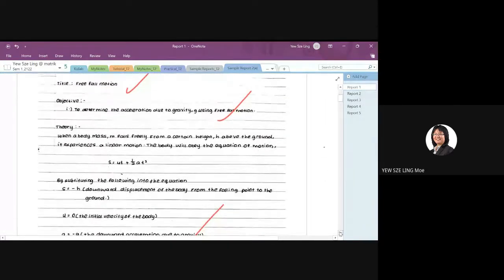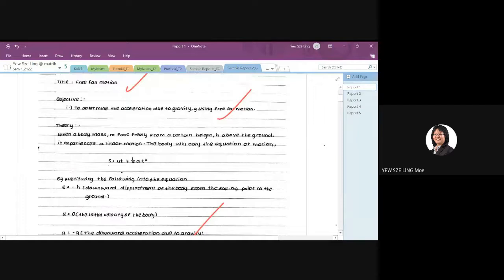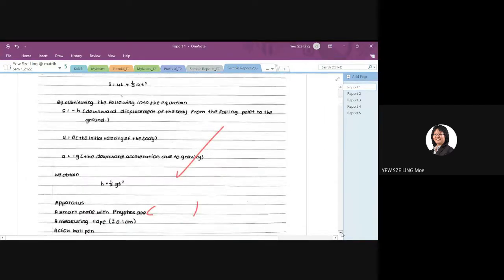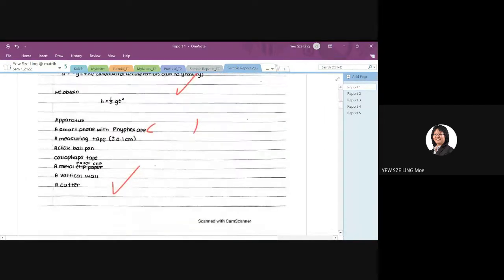So in terms of titles and objective, most of you got it correct now. So you copy this. Okay, apparatus. One thing that you guys forgot to write down is the sensitivity for the phyphox app. It should be plus minus 0.001 second. So in the first few lab reports that I marked, I forgot to put a bracket here. I overlooked this part. So you guys just go through it and add a note here.